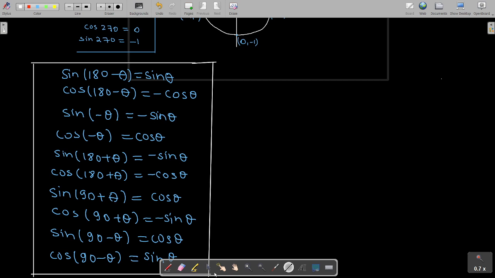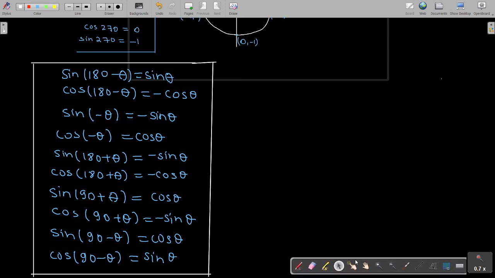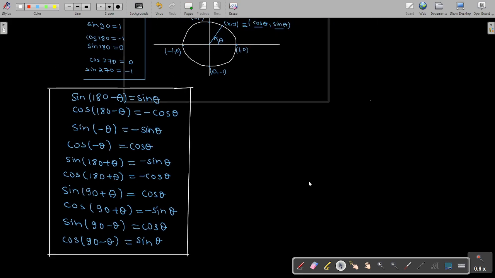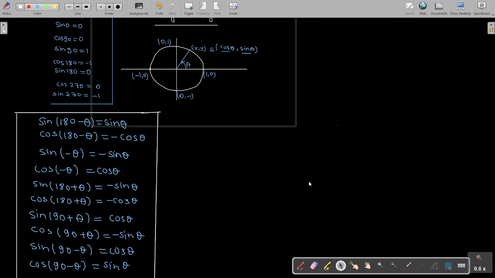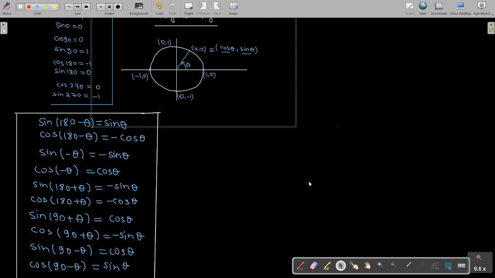Okay, I tell you. You can memorize this. You don't have to, there is a trick as well. You can understand it from the unit circle as well. Now, how would you understand it from the unit circle? First of all, the trick that will help you understand it.